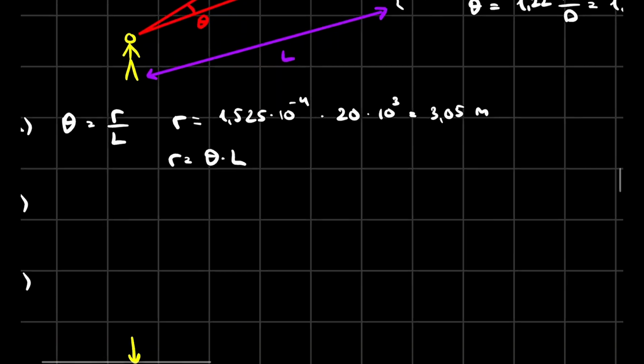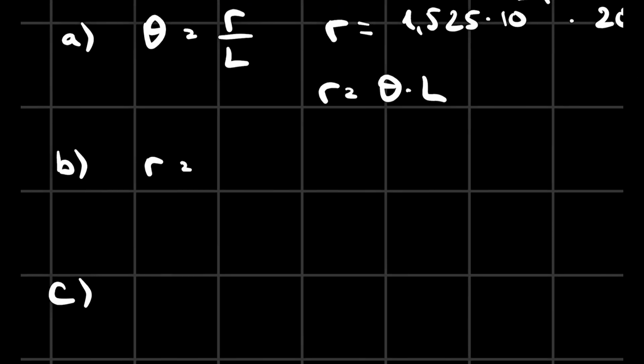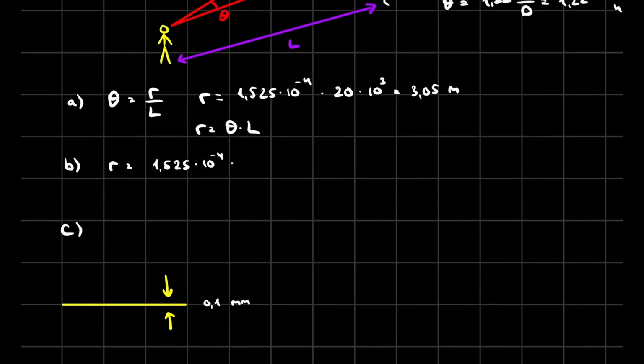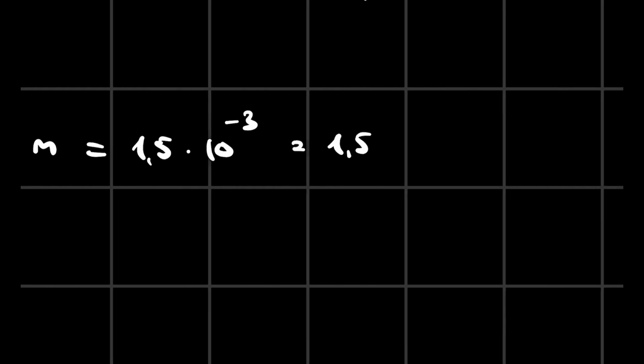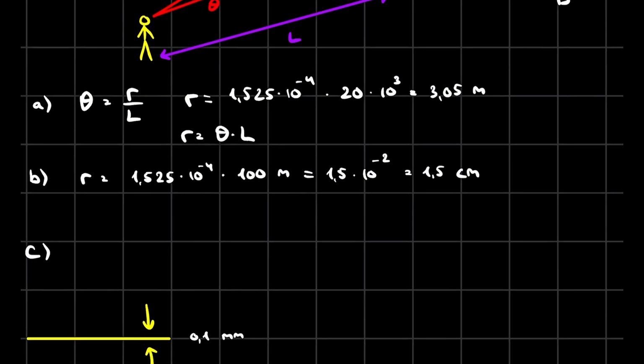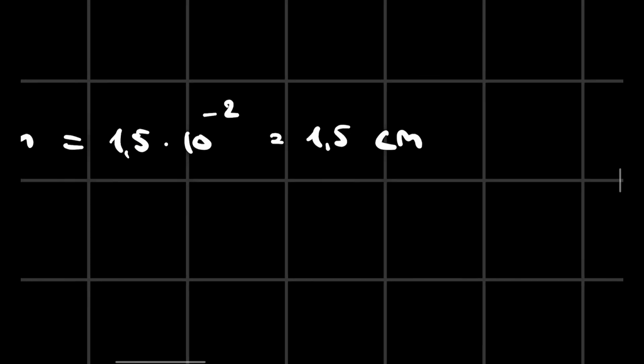Good. And let's use the very same thing for r. That would be again 1.525 times 10 to the power of minus 4. L right now would be 100 meters. So this thing would be 1.5 times 10 to the power of minus 3. Not minus 3, I'm sorry, it's minus 2. This would be then centimeters, about 1.5 centimeters. So if we look at something from 100 meters, in perfect conditions, we cannot resolve between two points which are 1.5 centimeters apart. Those two points would look to us as one point, okay?